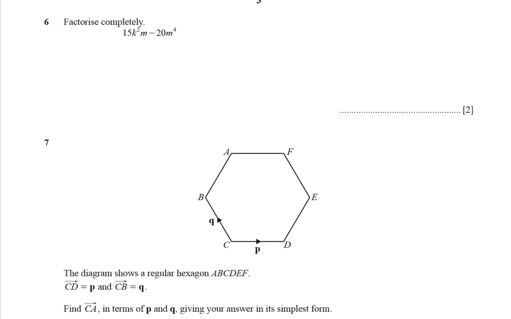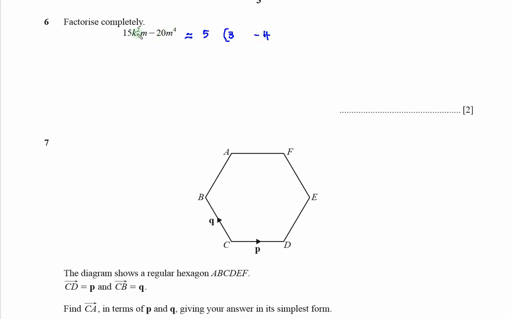Okay, now for this one, factorize, that means take out a common factor from here. So the common factor is 5. What else? K, here don't have K, so I cannot take it out. So if I take out 5 from 15, then I have 3 remain. Then minus, if I take out 5 from 20, I got 4 remain.